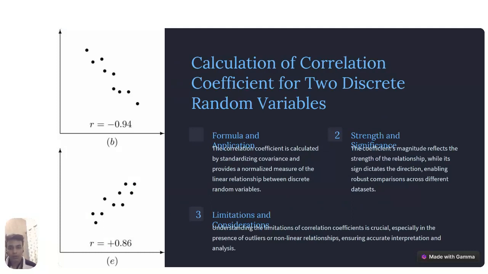Calculation of correlation coefficient for two discrete random variables. Formula application: the correlation coefficient is calculated by standardizing covariance and provides a normalized measure of linear relation between discrete random variables. Strength and significance: the coefficient magnitude reflects the strength of the relation, while its sign dictates the direction, enabling robust comparison across different data sets. Limitations and considerations: understanding the limitations of the correlation coefficient is crucial, especially in the presence of outliers and non-linear relationships, ensuring accurate interpretation and analysis.